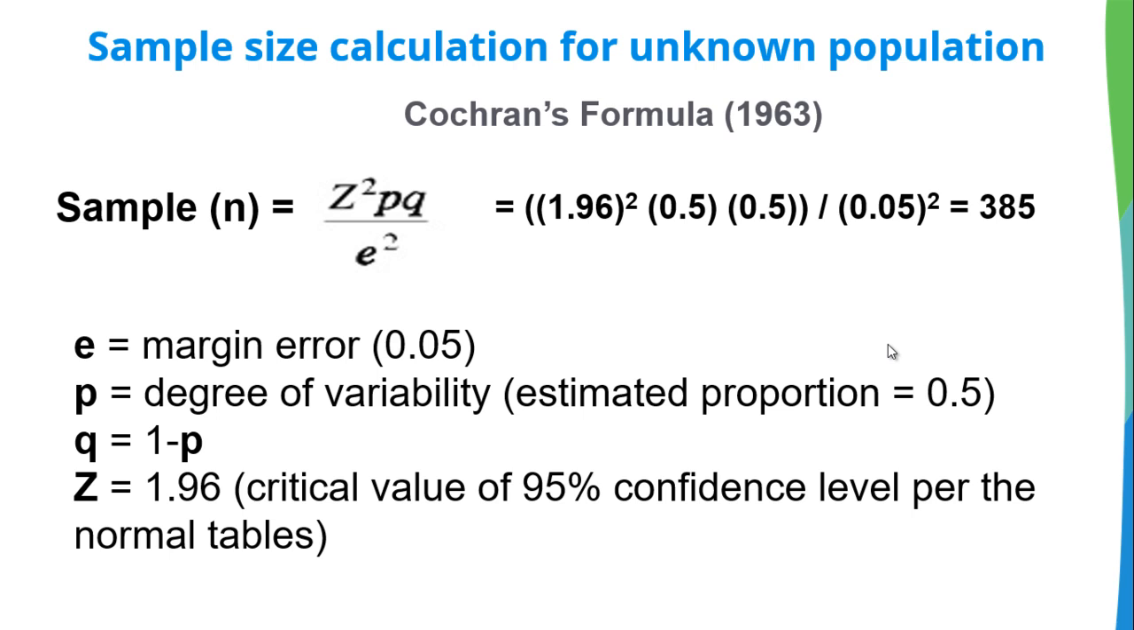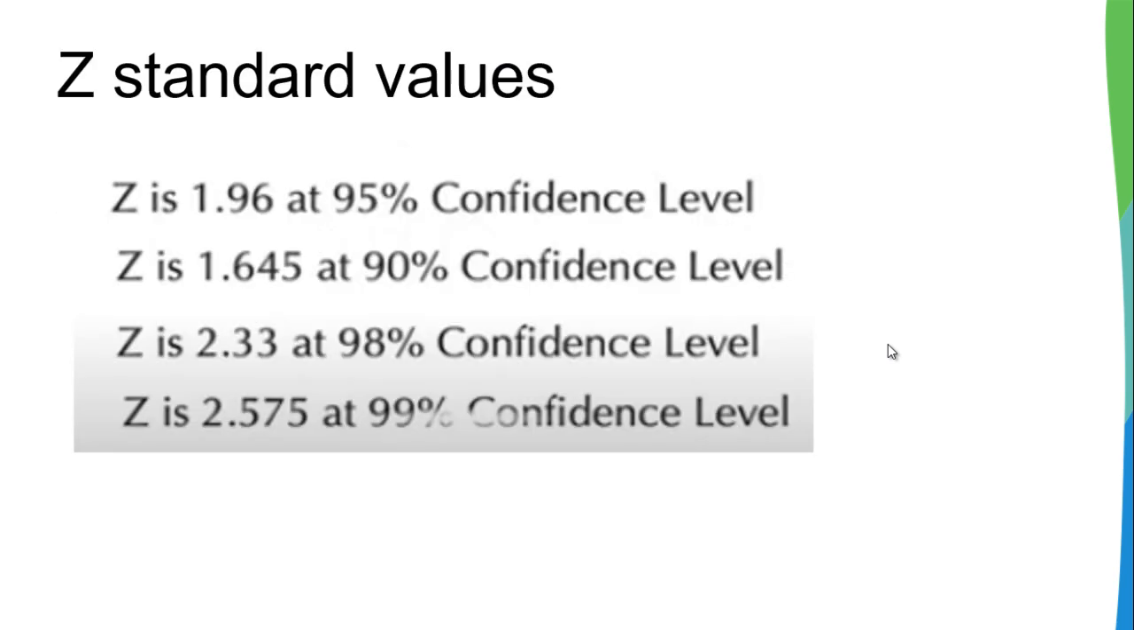That is the formula. Then z is 1.96. This is a critical value at the 95% confidence level per the normal tables. If we check the normal tables, you see that this is a standard value. We have z is 1.96 at the 95% confidence level. If you check the normal table, you see this is standard.